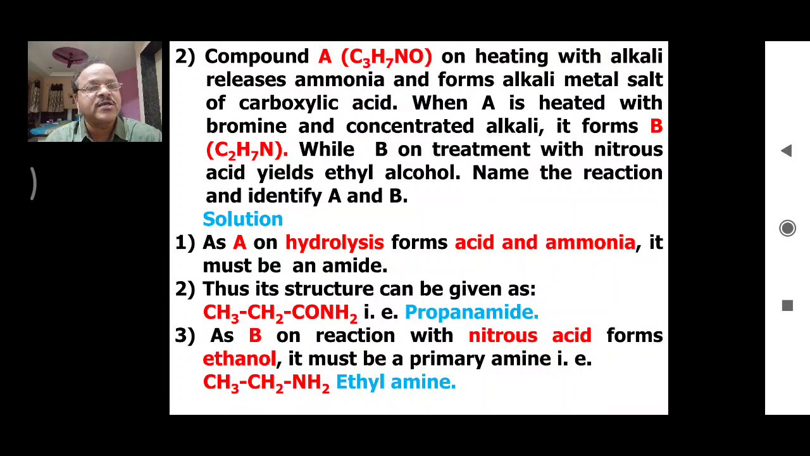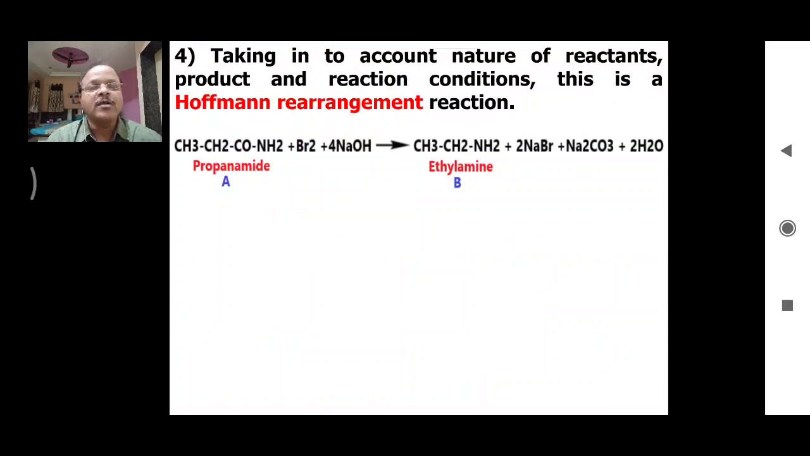Now let us discuss the reaction. So this is the propanamide. On reaction with bromine and alkali, that is sodium hydroxide, there is formation of compound B, which is ethyl amine, and these are the side products as usual: sodium bromide, sodium carbonate and water. So this problem is based on the Hofmann rearrangement reaction.